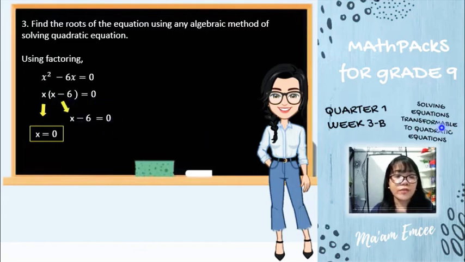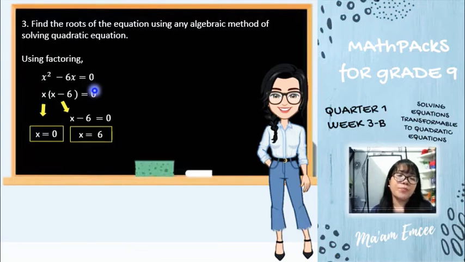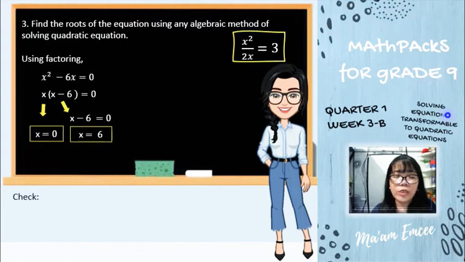Transpose negative 6 to the other side of the equation, so it will become positive. So x now is equal to positive 6. This is another solution for your quadratic equation, x squared minus 6x is equal to 0. But remember that even though these two are solutions for your quadratic equation, there is no guarantee that these two are the solutions for your original equation. Now let's go back to your original equation. Your original equation is x squared over 2x equals 3.